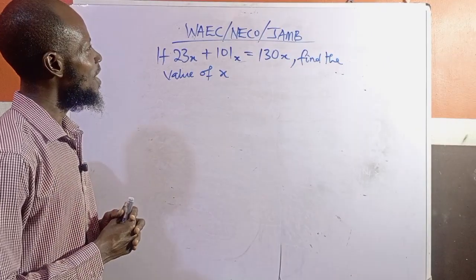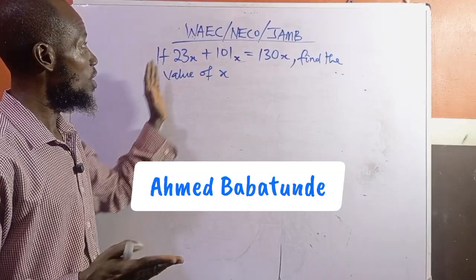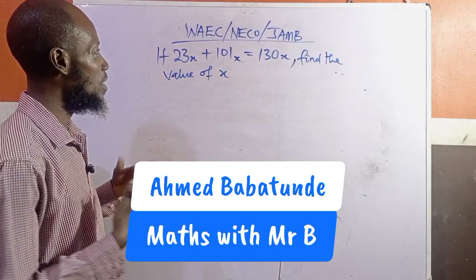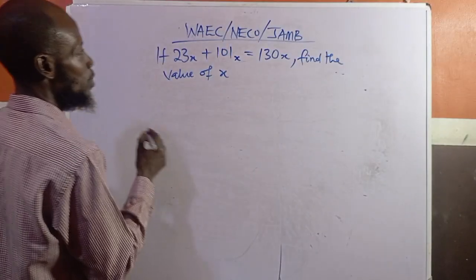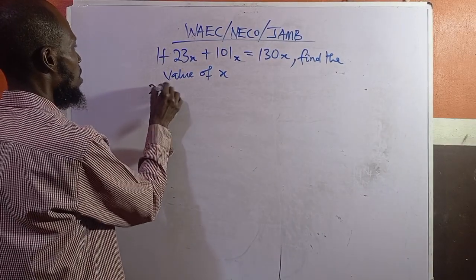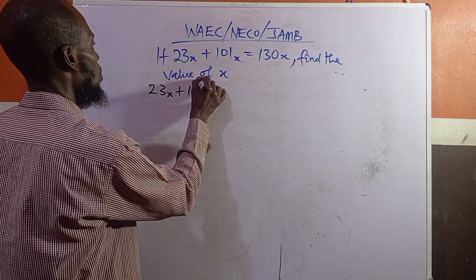Number-based question. So we have to find the value of x. Now, this question is common to WAEC, NECO, or JAMB. So let's see how we are going to solve this. So follow through. We have 23 to base x plus 101 to base x. Okay, solution.